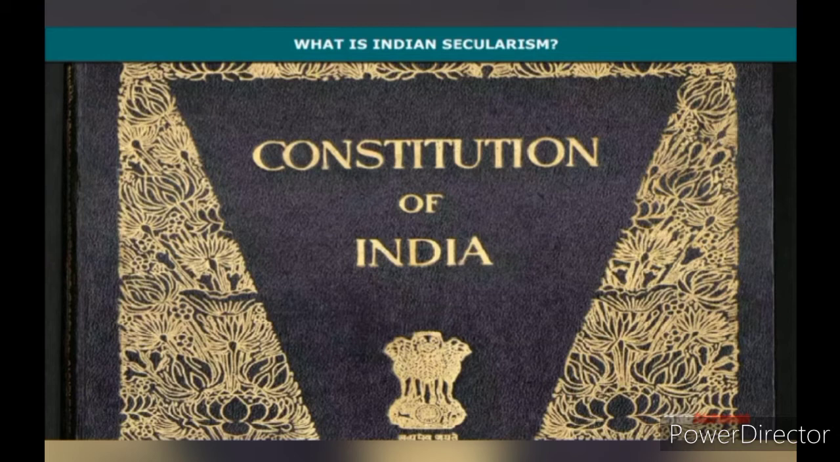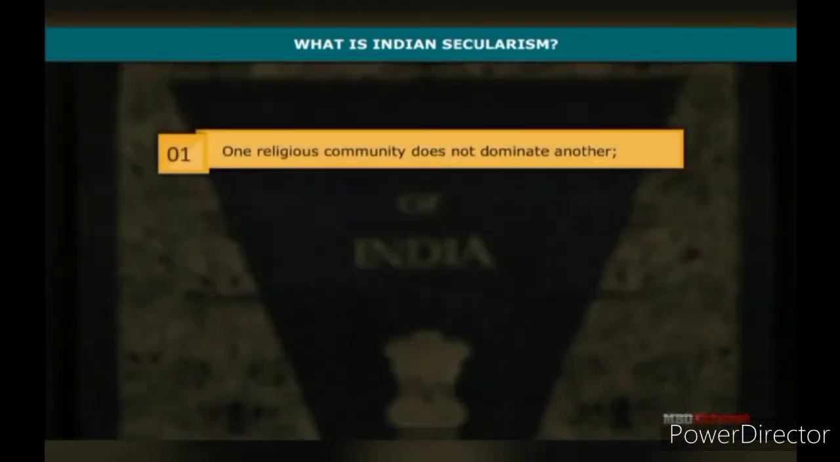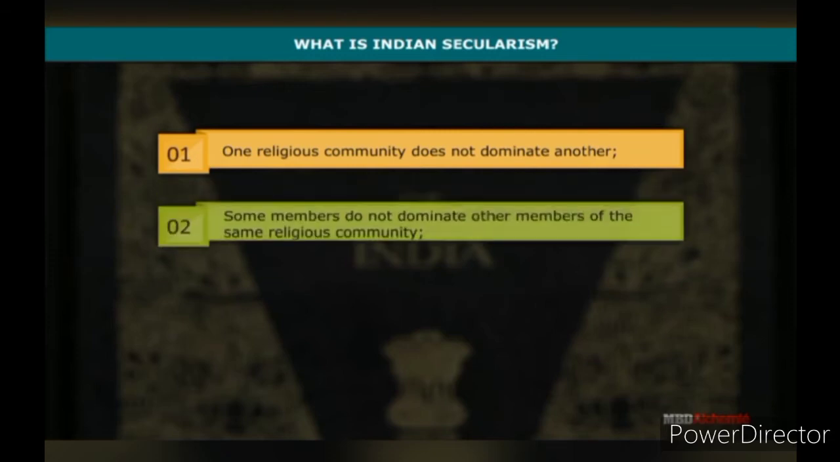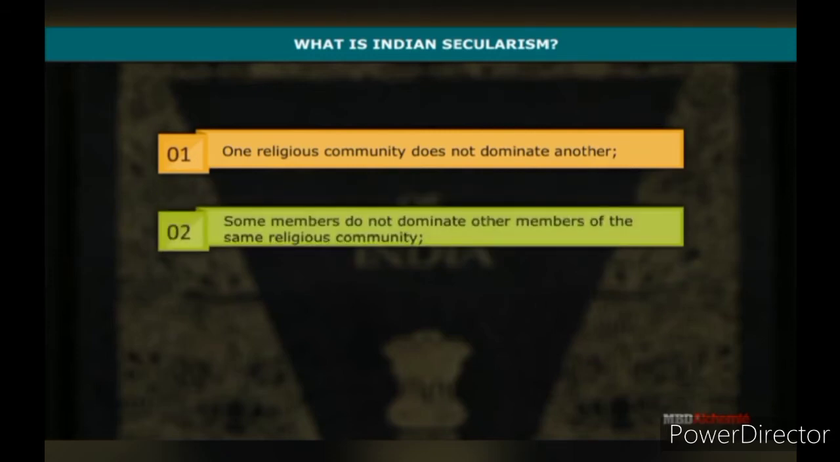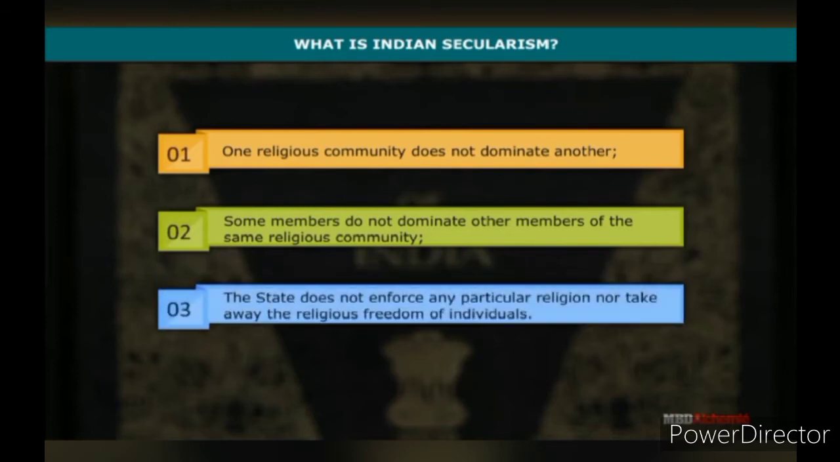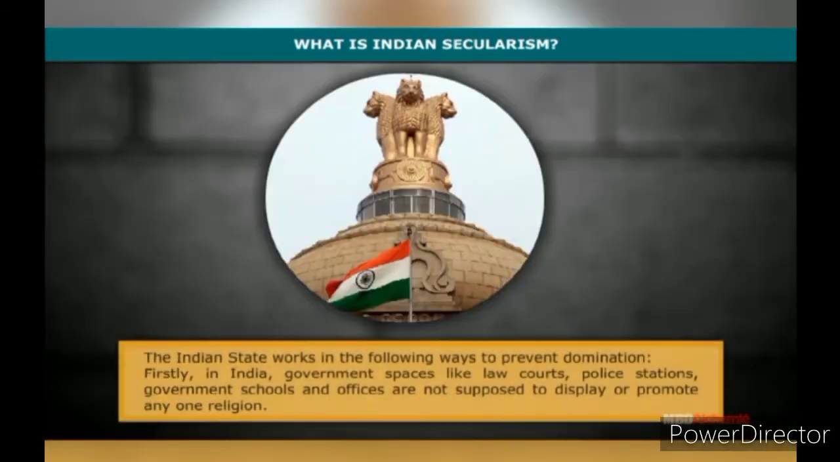According to the Constitution, the state is to ensure the following: that one religious community does not dominate another, that some members do not dominate other members of the same religious community, that the state does not enforce any particular religion nor take away the religious freedom of individuals. The Indian state works in the following ways to prevent domination.